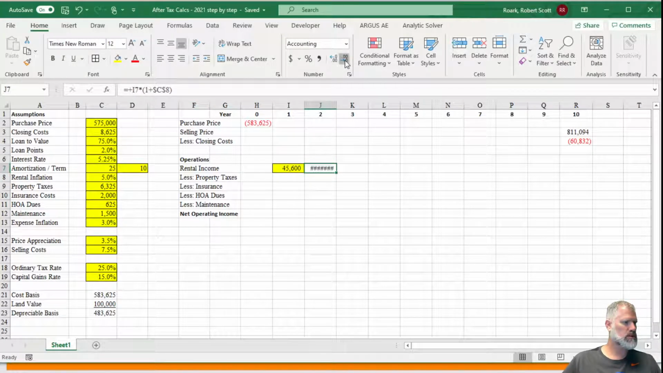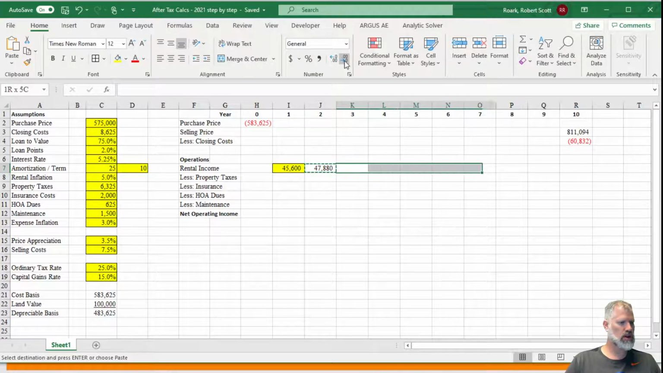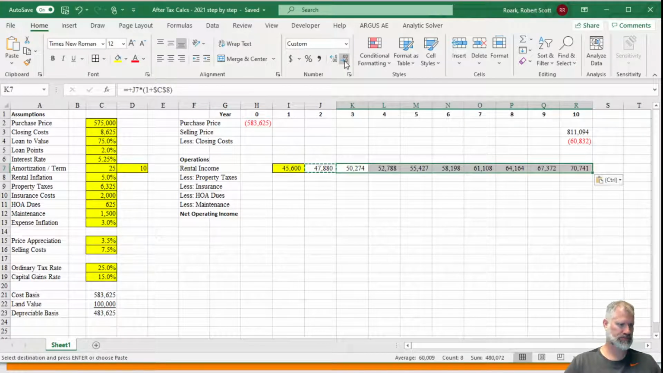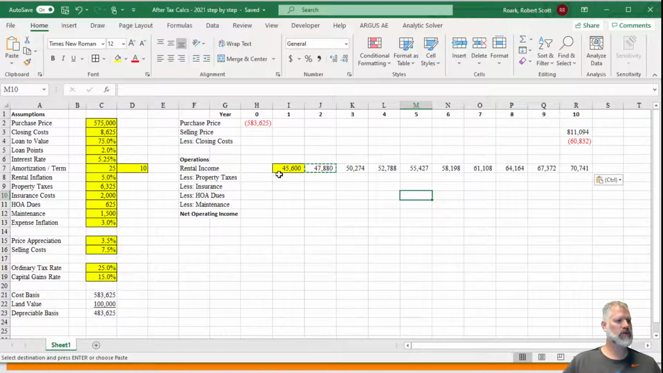Let me go ahead and format this one because I'm going to copy it elsewhere. So that's year 2, and then I want to go all the way out to year 10. So we have our rental income going from $45,000 a year out to $70,000 a year. Now I've got a few expenses I need to stick in.